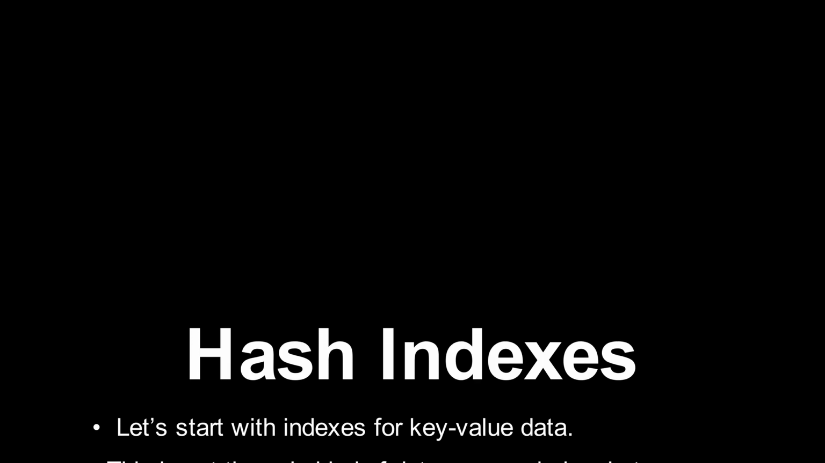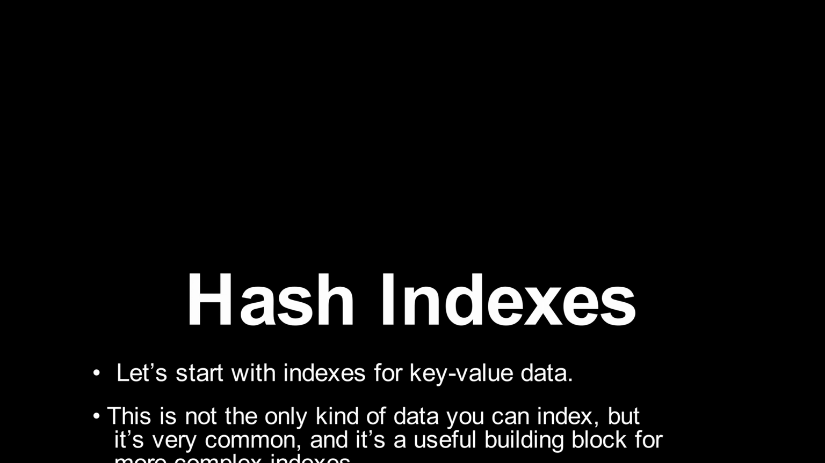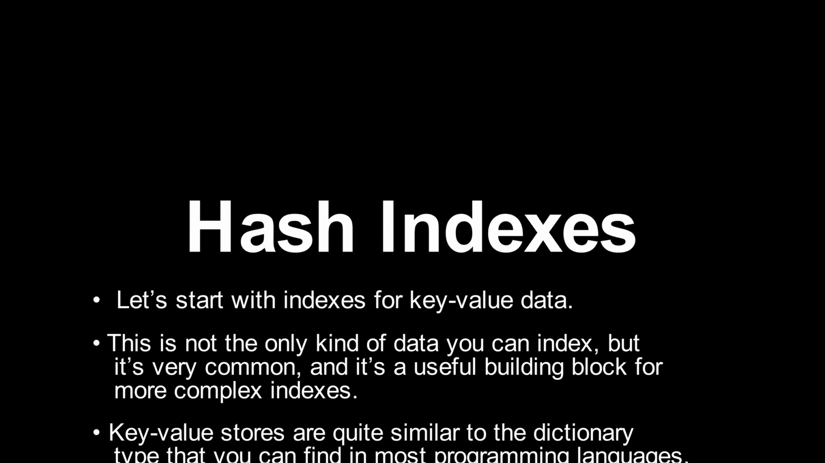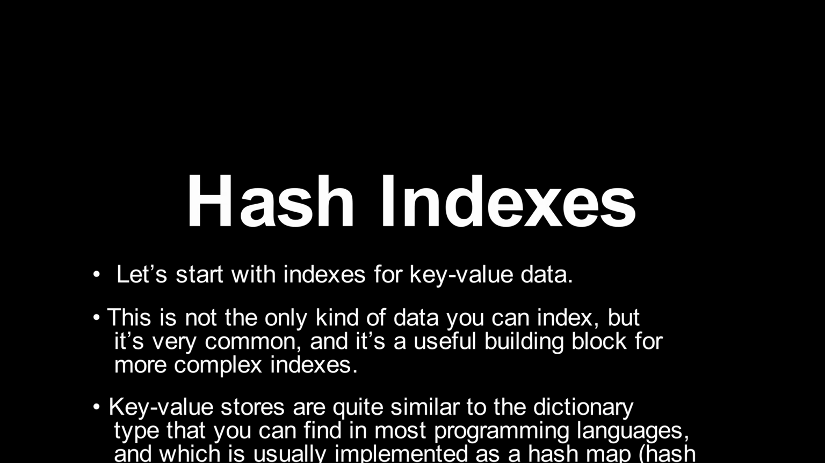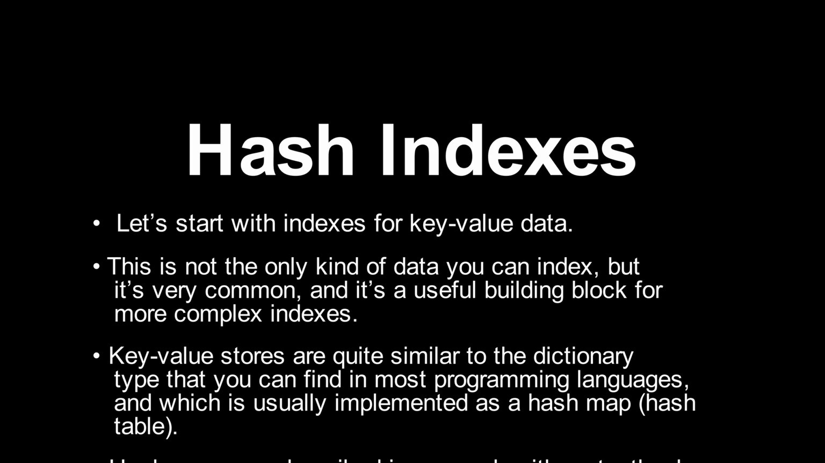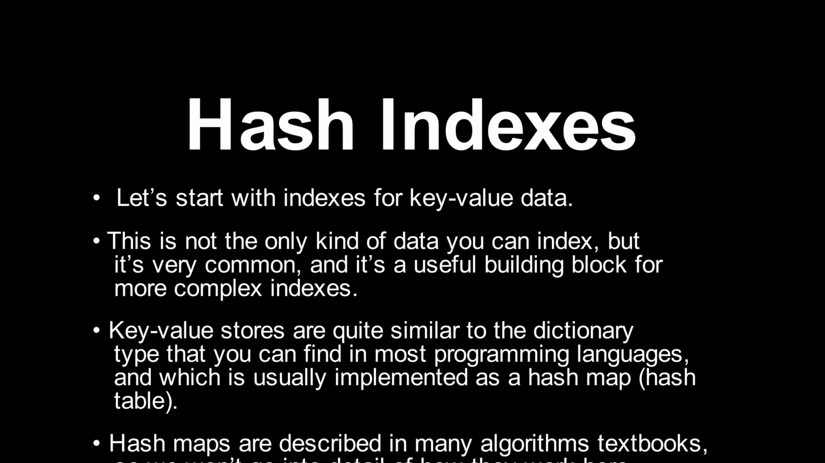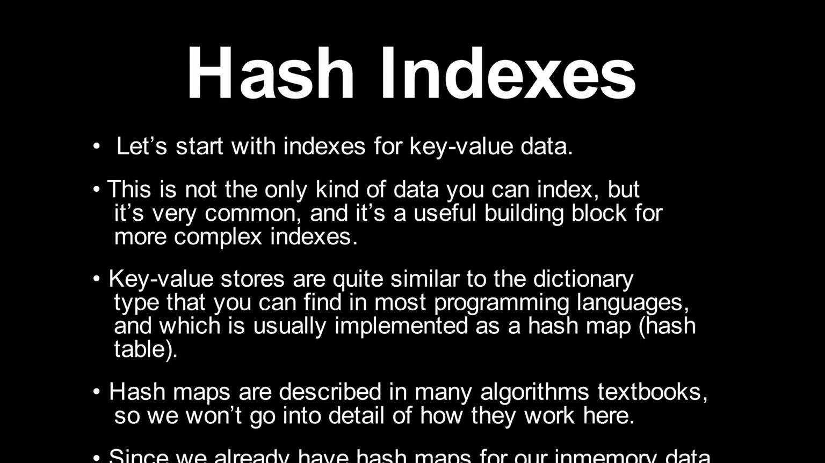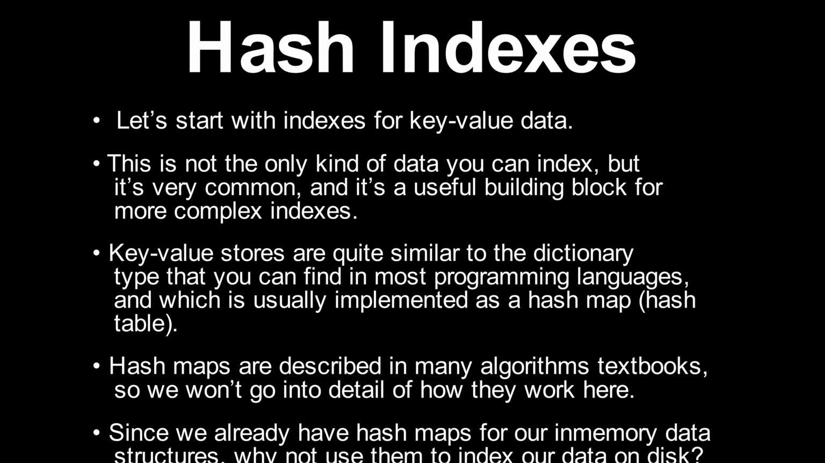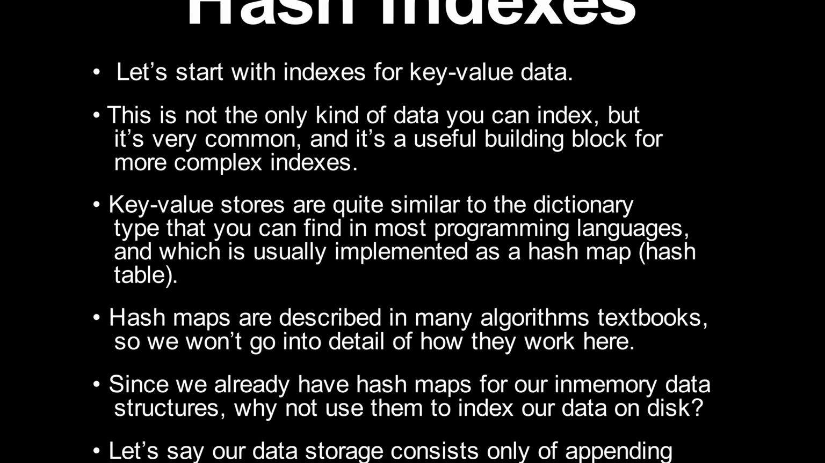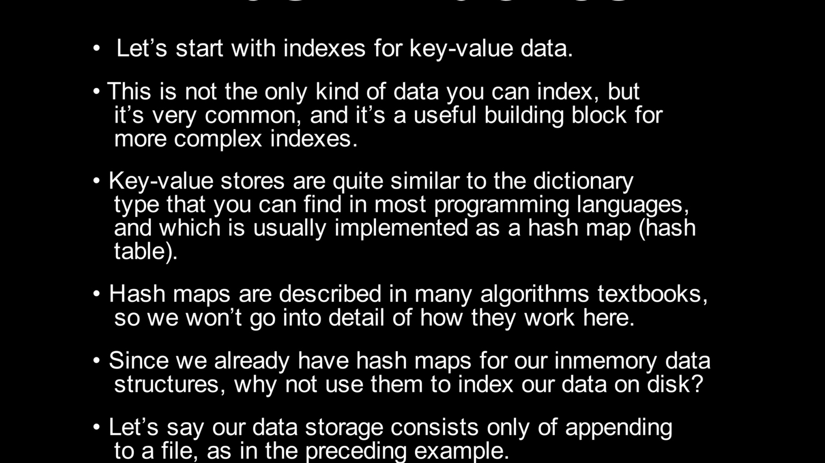Hash indexes. Let's start with indexes for key-value data. This is not the only kind of data you can index, but it's very common, and it's a useful building block for more complex indexes. Key-value stores are quite similar to the dictionary type that you can find in most programming languages, and which is usually implemented as a hash map (hash table). Hash maps are described in many algorithms textbooks, so we won't go into detail of how they work here.